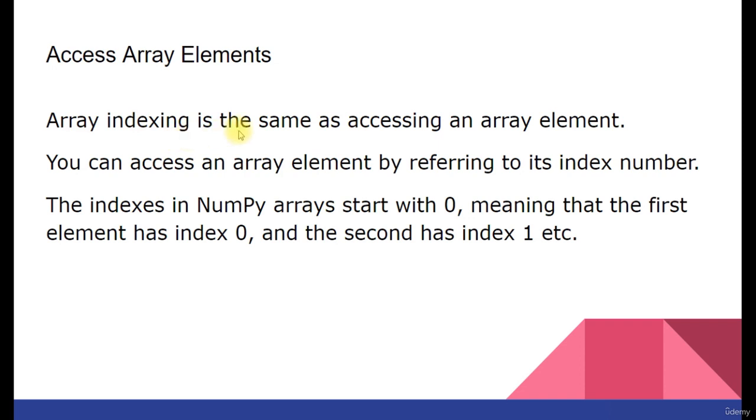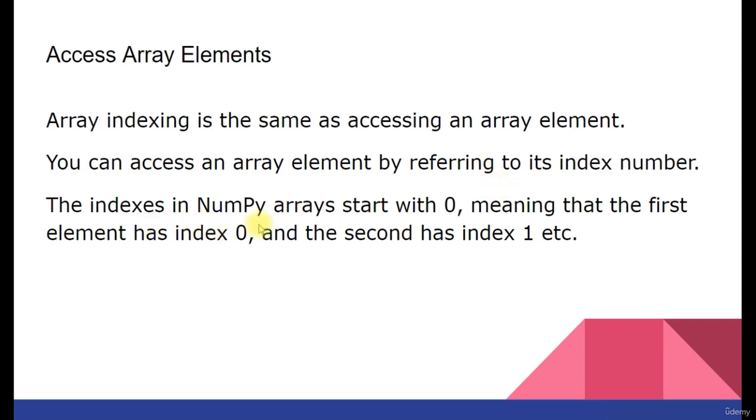Array indexing is the same as accessing an array element, and you can access an array element by referring to its index number. Each and every element inside a NumPy array has a certain index number, and if you want to access that particular element, you can access it by referring to its index number.